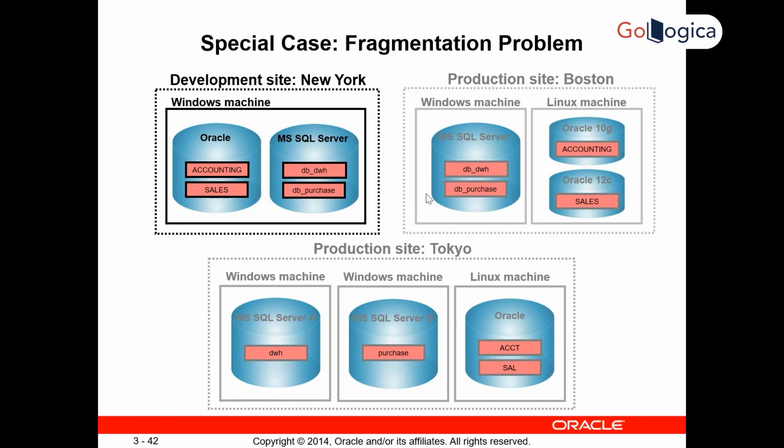Okay, development, you want to replicate. We want to replicate the same Boston production environment to development, right? Both Boston and Tokyo. My logic has to work for both Boston and Tokyo. That means I need to have four data servers required in the development New York.